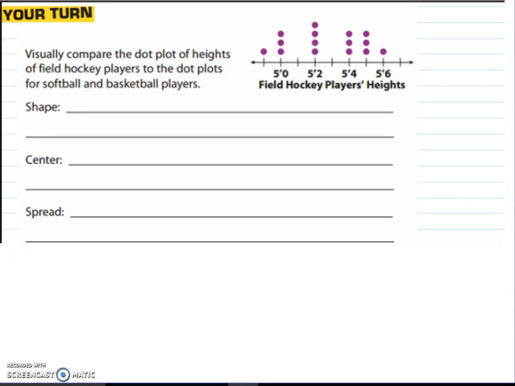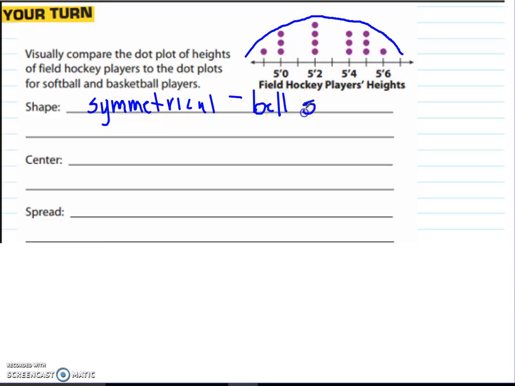Alright, now we're going to visually compare the dot plots of heights of field hockey players. First, we want to describe the shape. We would say that this shape is symmetrical, meaning it's like a mirror image. You could fold it up on itself. It's also called bell-shaped. It has no outliers.